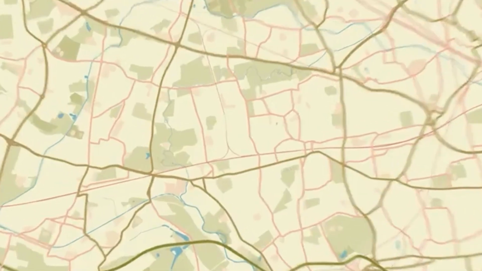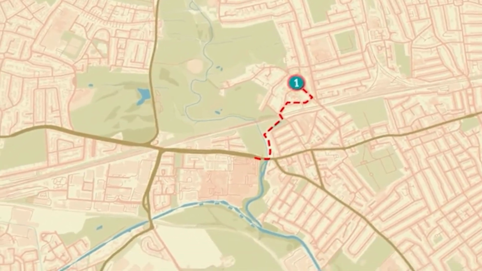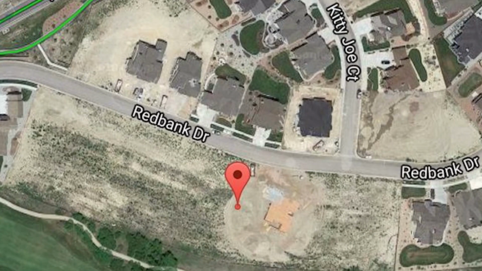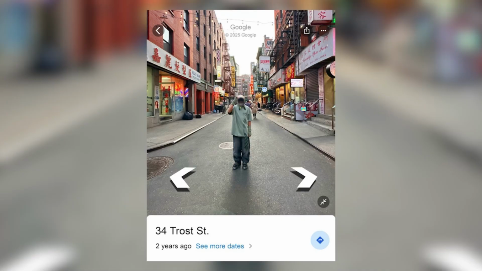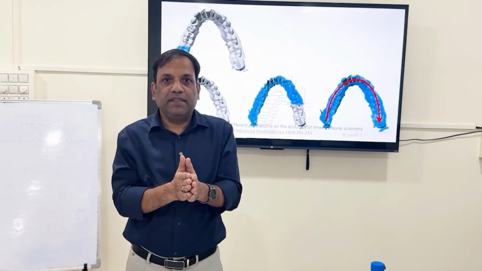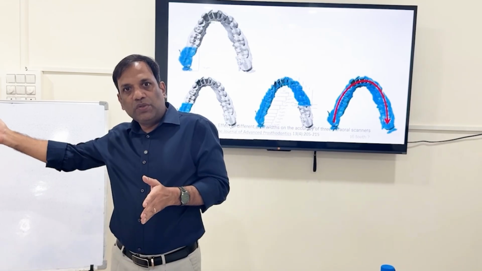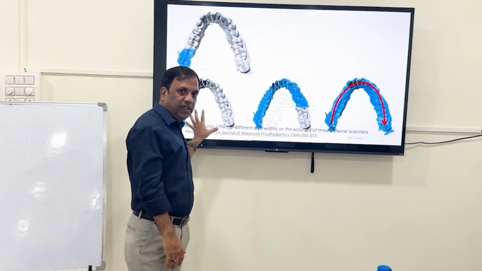Suppose you want to see Google Maps. You are seeing that image from a distance, so you know the distance between the two lanes and all. But if you are seeing a street view, I can see this building, that building, and only the street, but I don't know the relation between my street and other streets. So that's what is happening with the intraoral scanner over here.